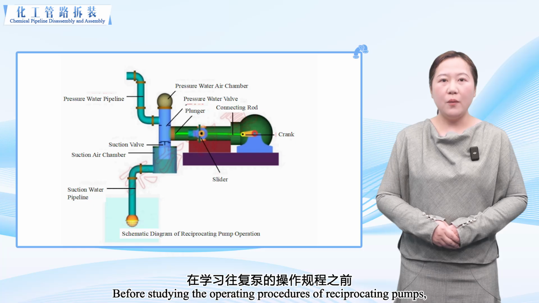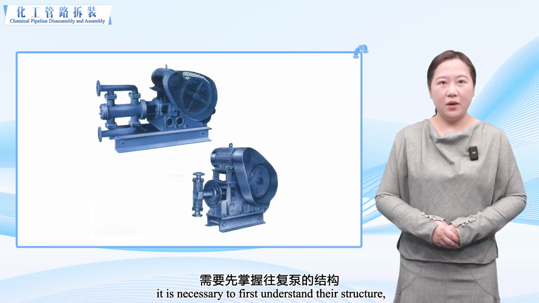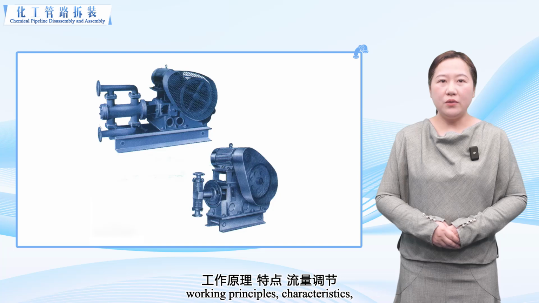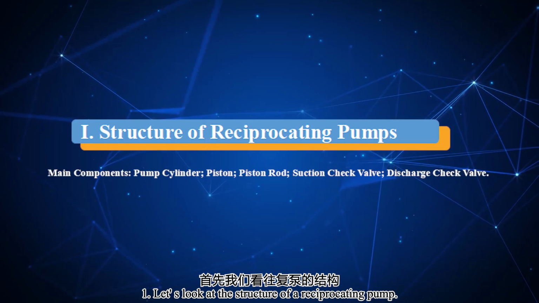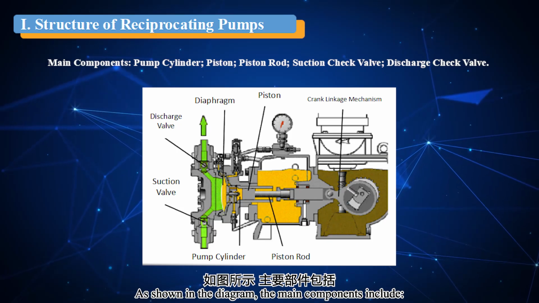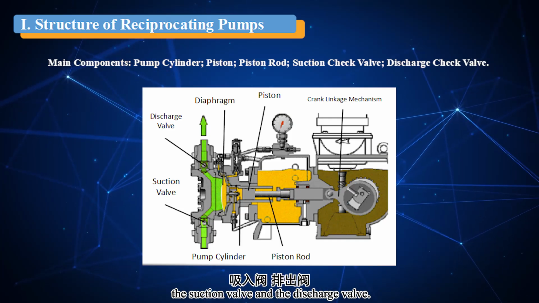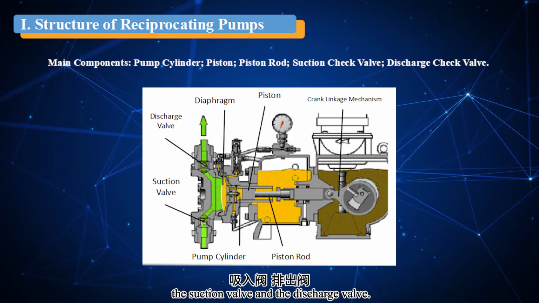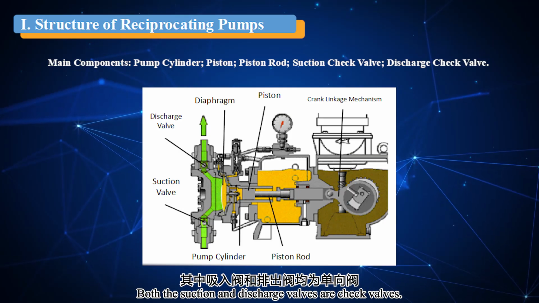Before studying the operating procedures of reciprocating pumps, it is necessary to first understand their structure, working principles, characteristics, and flow regulation methods. First, let's look at the structure of a reciprocating pump. As shown in the diagram, the main components include the pump cylinder, the piston rod, the suction valve, and the discharge valve. Both the suction and discharge valves are check valves.